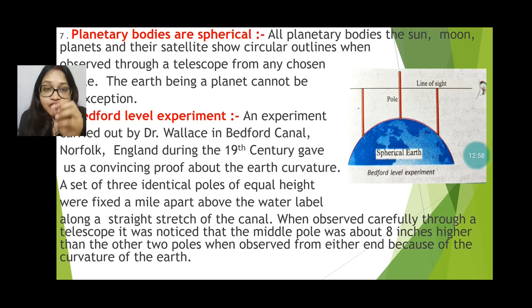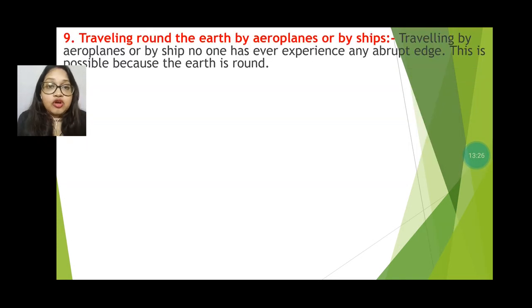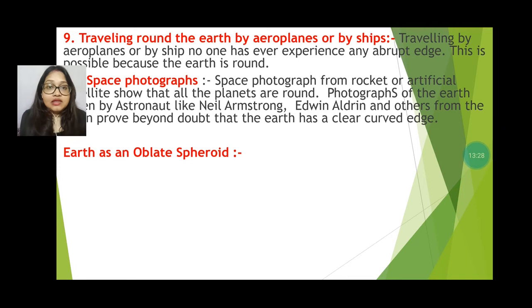When he observed carefully through a telescope, it was noticed that the middle pole was about 8 inches higher than the other two poles. You can see in the picture, the middle pole is higher than the other two poles. When he observed from either end, because of the curvature of the Earth, he also found this type of variation. So it is also proof of the Earth's curvature or Earth's shape.